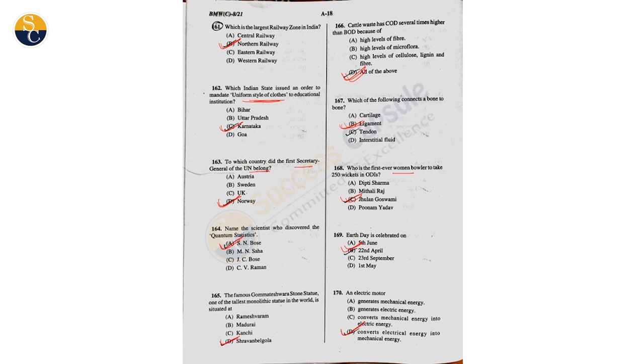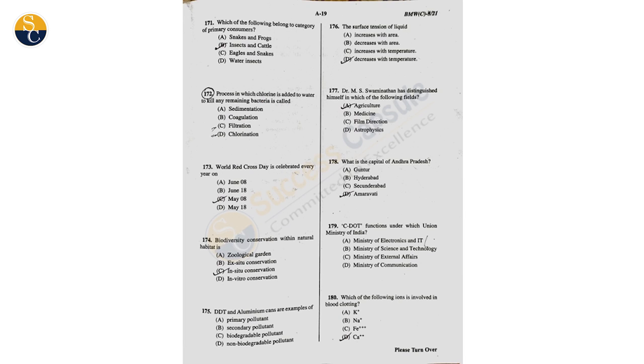So, D is the correct answer. Next, which of the following belong to the category of primary consumers? Insects and cattle. So, B is the correct answer. The primary consumers are those which feed on green plants. So, B is the correct answer.